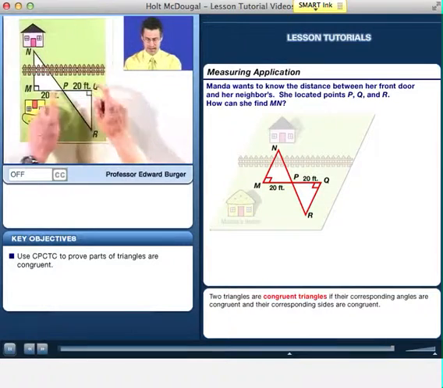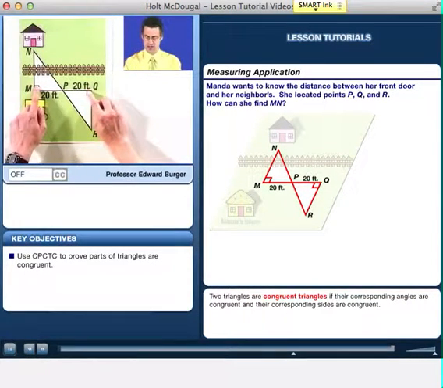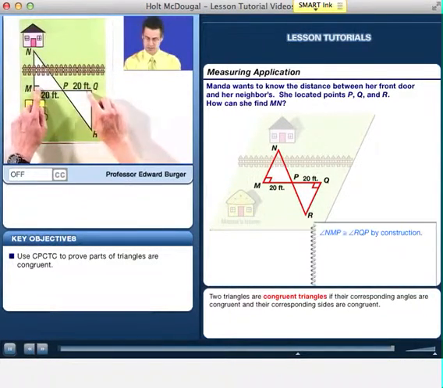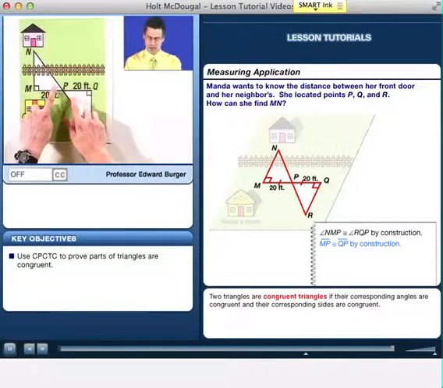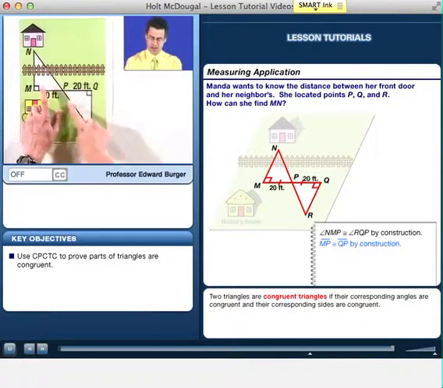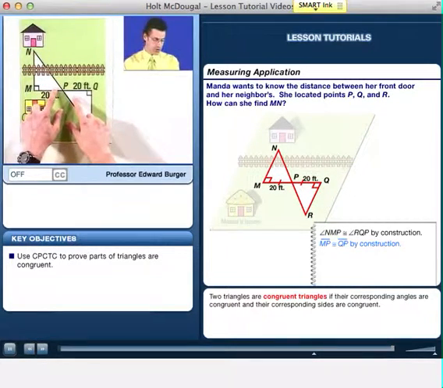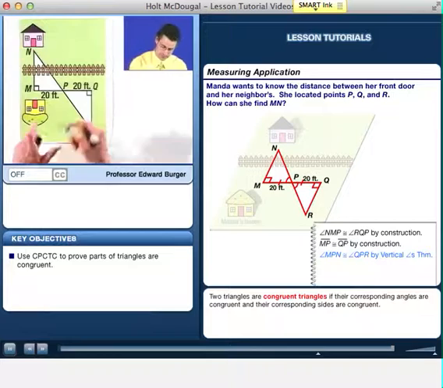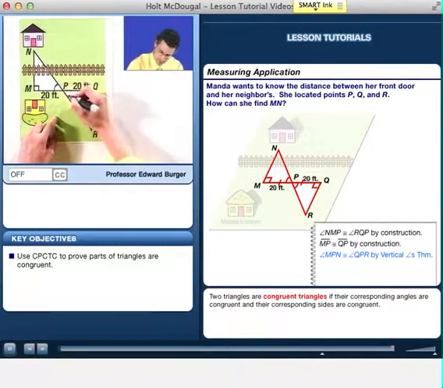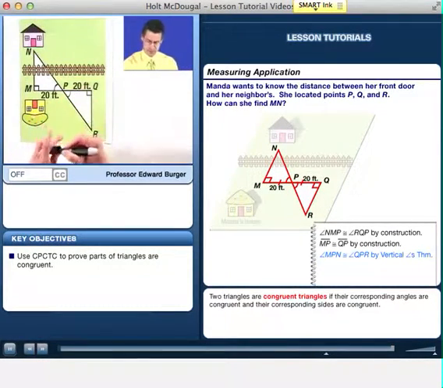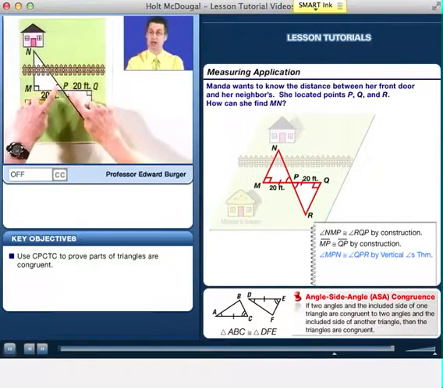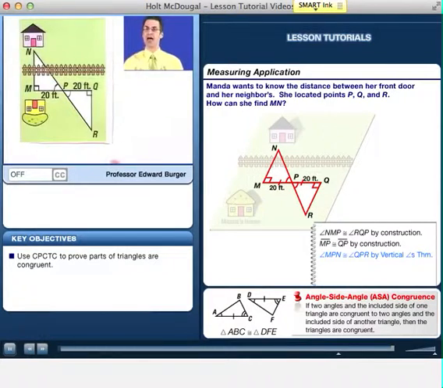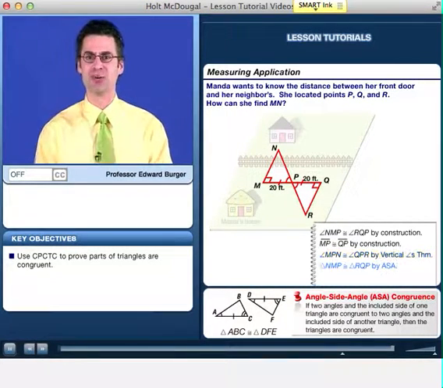So look what we have here. These corresponding angles are congruent. We know that these corresponding sides are congruent. And what about these angles right here? Well, they are vertical angles, and we know that vertical angles are congruent. So I have two triangles, and what do I notice? I have angle, side, angle, congruent in both. That means the triangles are congruent. That means that corresponding parts are congruent.